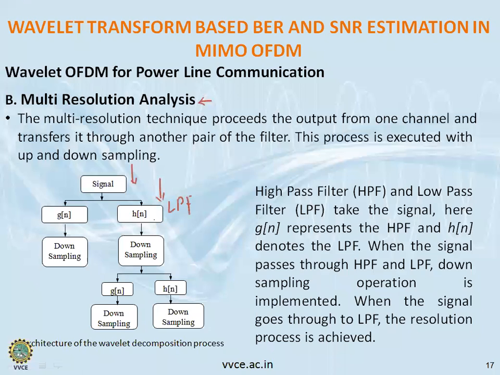Again, we need to go for the downsampling. Again, we need to do the comparison. After downsampling, if the amplitude or the gain of the signal is high, again we need to go for the low pass filter. Therefore, we are able to minimize its gain.